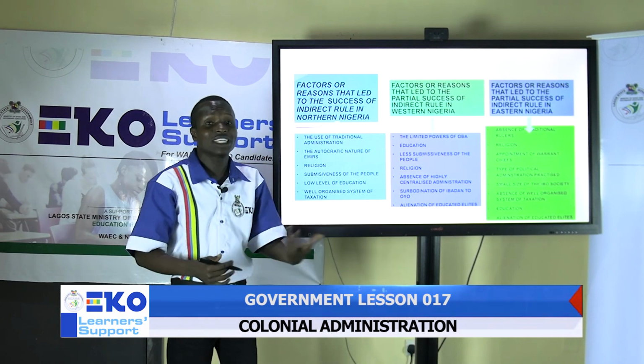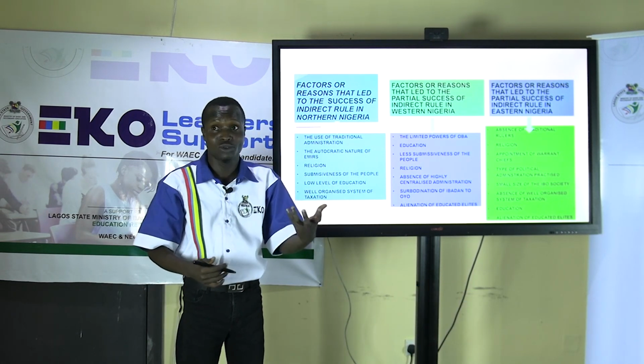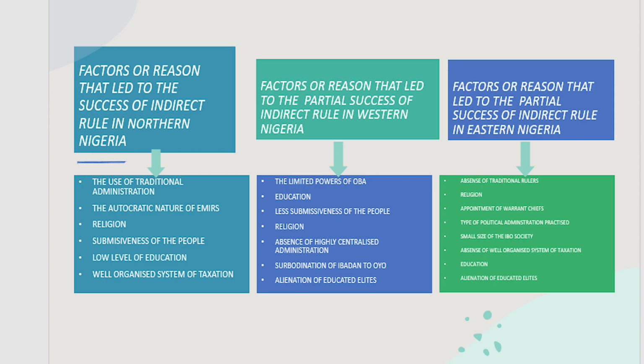Two, education. Western Nigeria had gone far in education. They had gone abroad to study. So they knew that this system of indirect rule was not good, which made it partially successful. Three, less submissiveness of the people. In Yoruba practice, we can call it a democratic system whereby the people can demand for something. They can protest against any ruler.